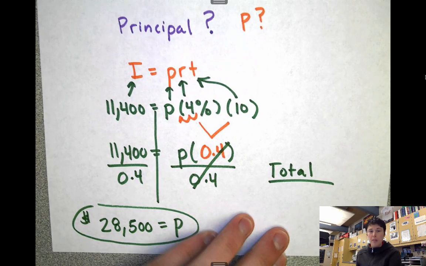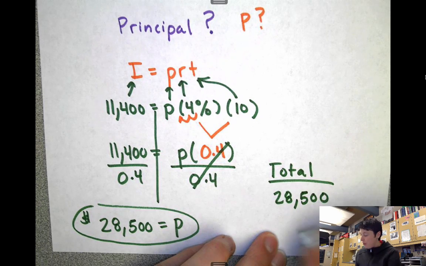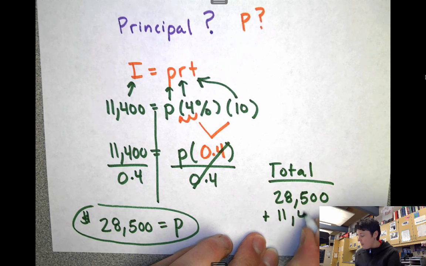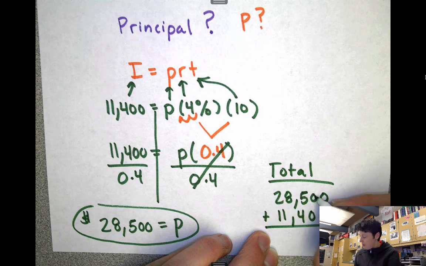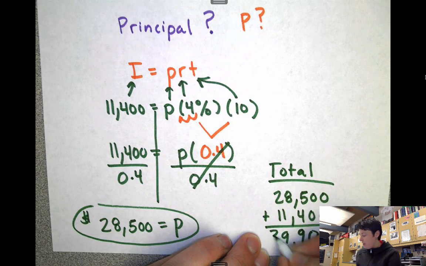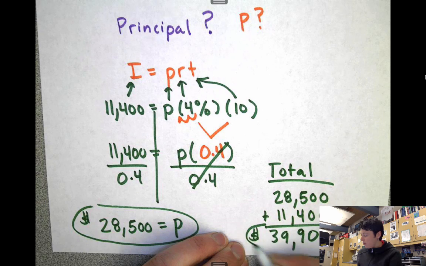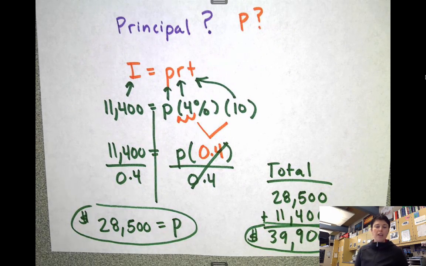Well, in total, the bank got the $28,500 back that you had to pay back, plus you had to give them $11,400 of interest. So if you add that up, 0 plus 0 is 0, 0 plus 0 is 0, 5 plus 4 is 9, 8 plus 1 is 9, 2 plus 1 is 3. You paid the bank a grand total of $39,900. And there's your missing principal that we didn't have earlier. Okay, so these are kind of backwards problems. I'm going to show you another one, example 2.